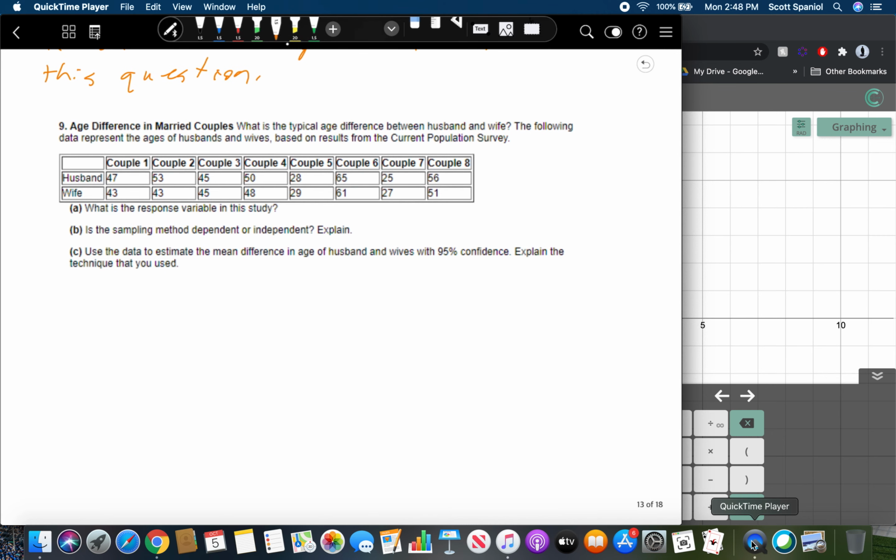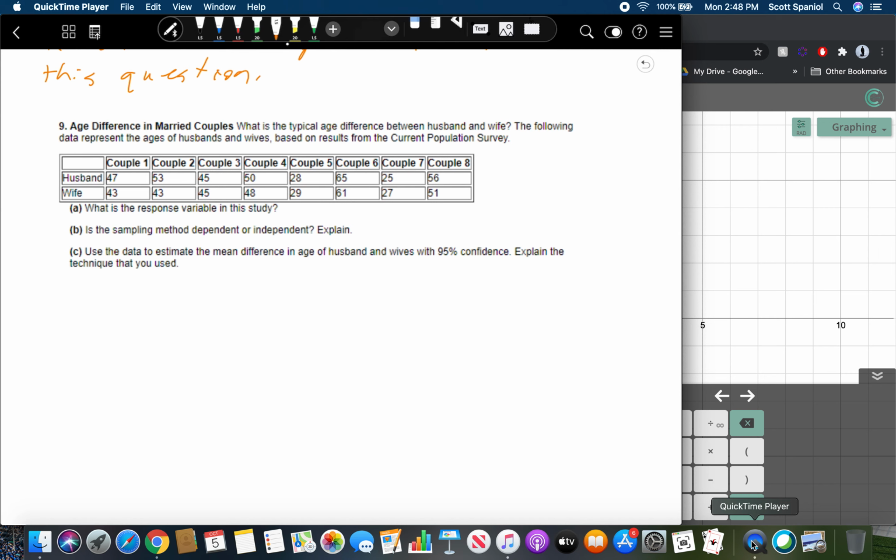Now, problem number 2, number 9 listed here. The age difference in married couples. What is the typical age difference between husband and wife? The following data represent the ages of husbands and wives based on the results from the current population survey. What is the response variable in this survey?